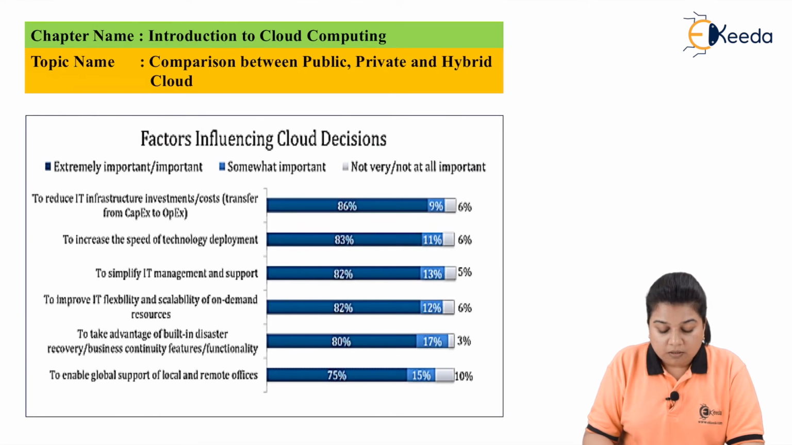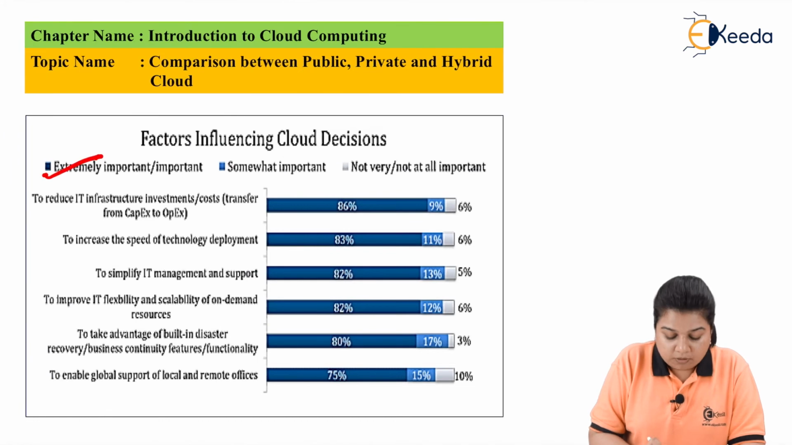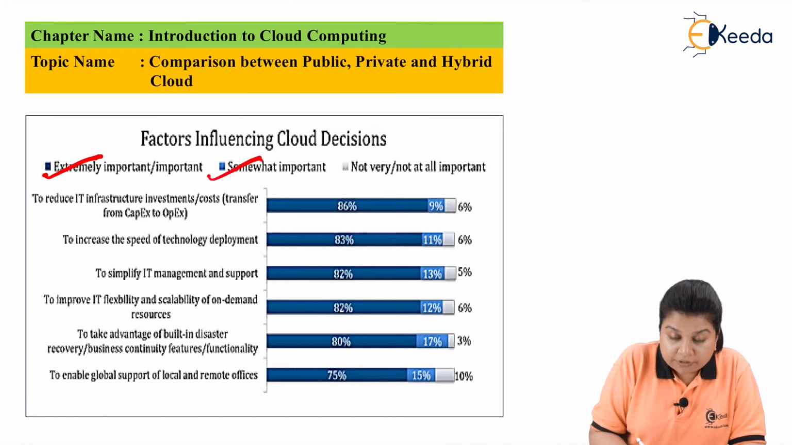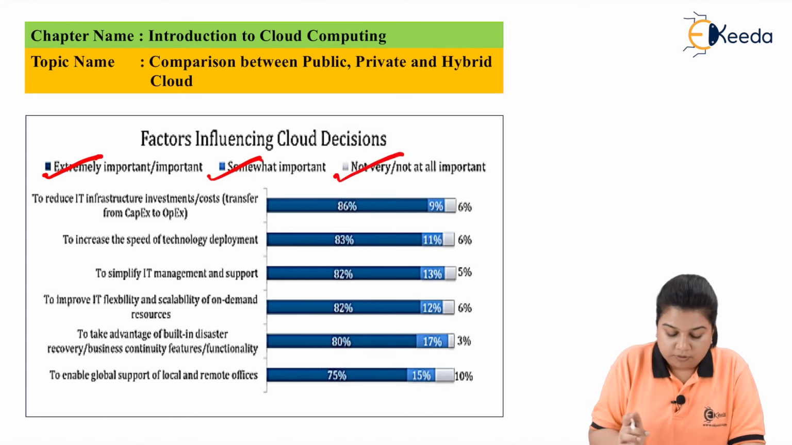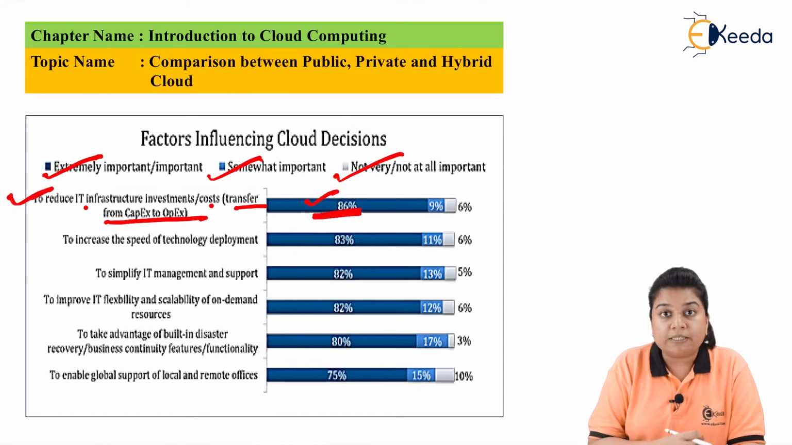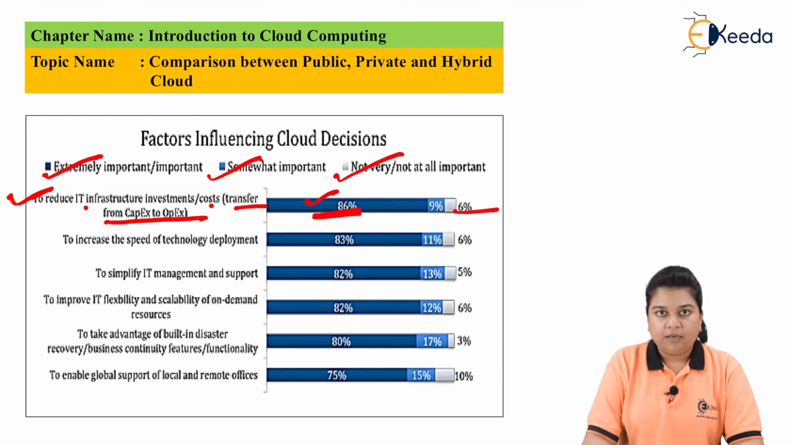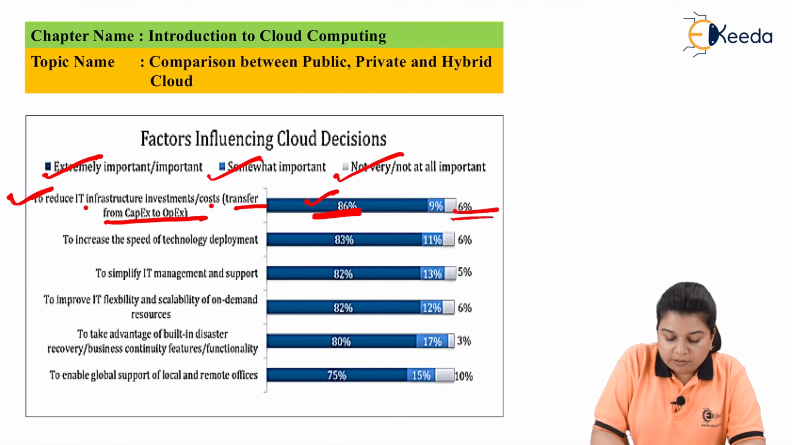Factors influencing cloud decisions. One is extremely important or important, then the one in light blue is somewhat important, and then not very or not at all important. To reduce IT infrastructure investment cost, transfer from CapEx to OpEx. It is 86% important, or you can say it is effectively important for influencing the cloud decision. In some cases, it is not at all important, and those cases are a minimum of up to 6%.